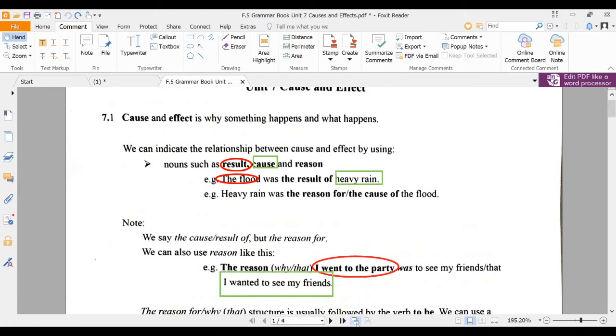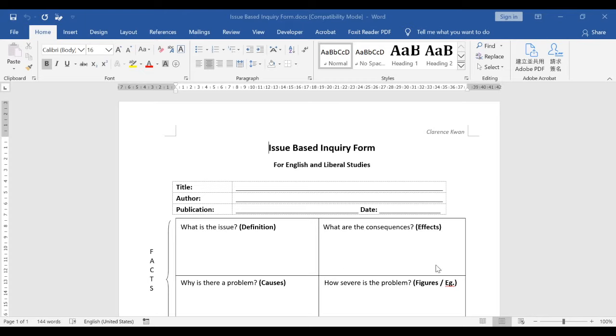Sorry, where is my file? Let me try. Is it working? Oops. Okay, good.